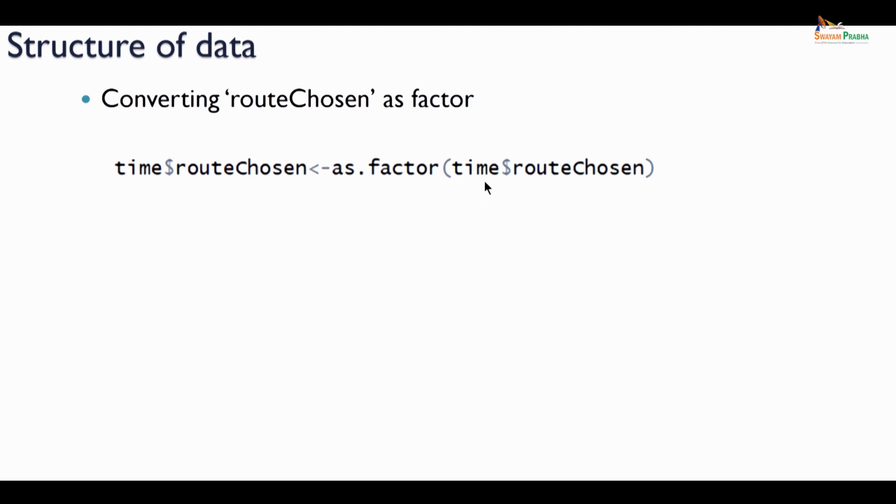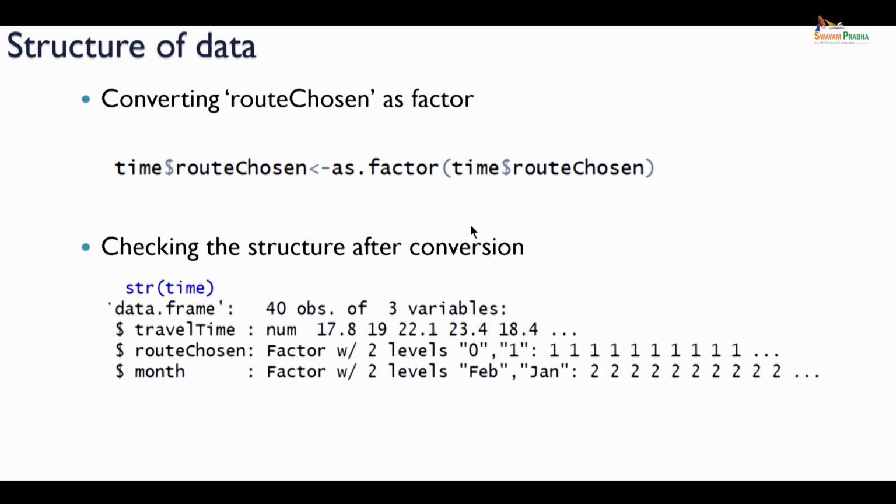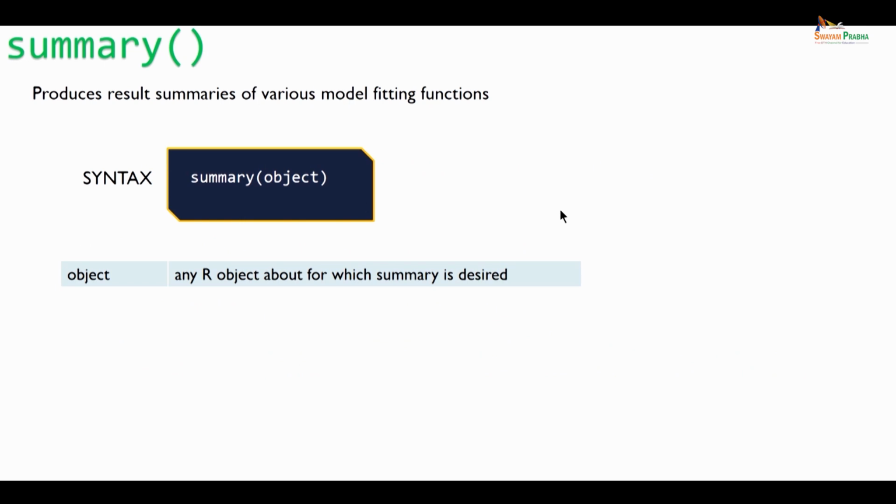Once you execute this, let us recheck the structure again. Now you can see your route chosen has become a factor with two levels, which is 0 and 1, 0 being route A and 1 being route B. Moving further, let us see how to check the summary of the data.